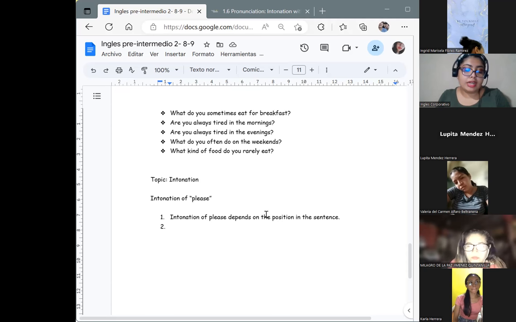But as a rule, it doesn't form a separate sentence group.